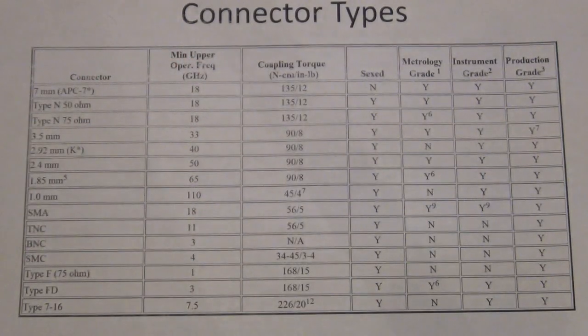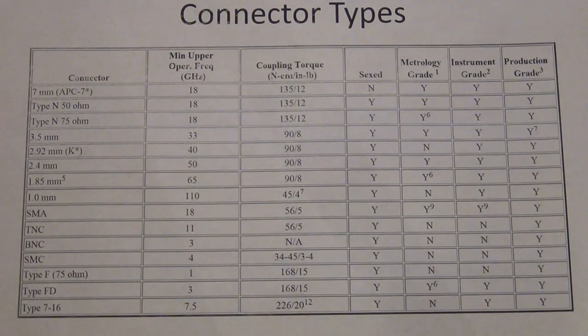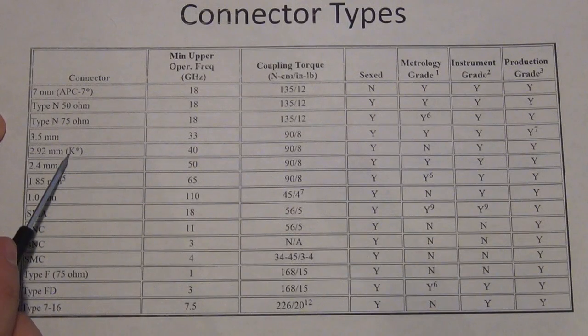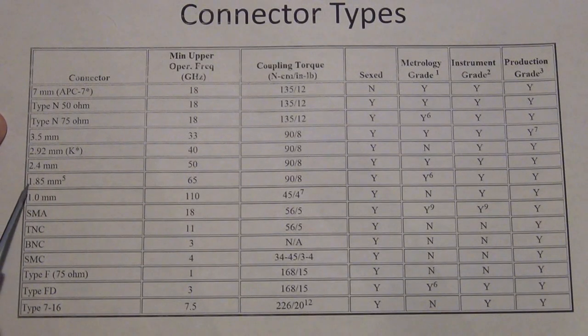Now, if we go and look at even higher frequency, then we start getting into air dielectric compatible connectors. We have 3.5 millimeter, 2.92 millimeter, which is also known as K. Then we have 2.4 millimeter, 1.85 millimeter, and 1 millimeter. This dimension represents the width of the dielectric from the center of the connector itself, and I'll show you that.